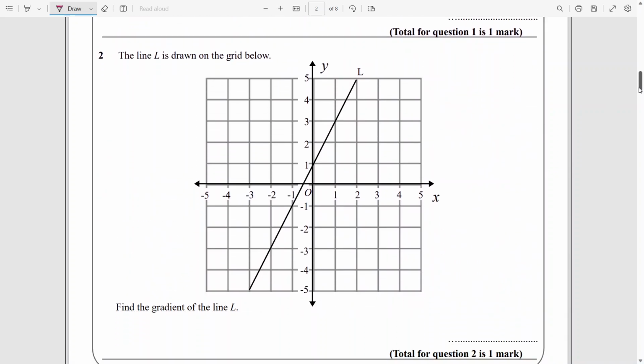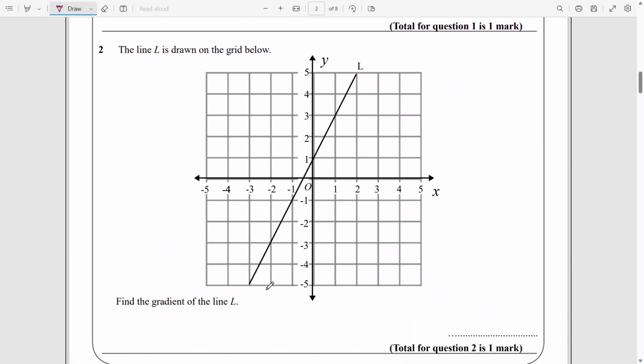And number 2, we have a line L, and we need to work out the gradient. So we can take the gradient from here, here, and up is 2, and across is 1. So the gradient is going to be 2 over 1. It's going to be 2.